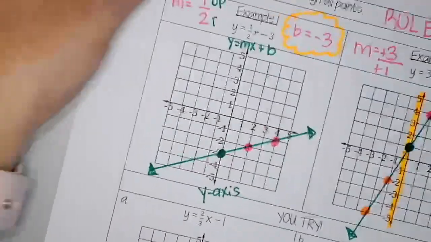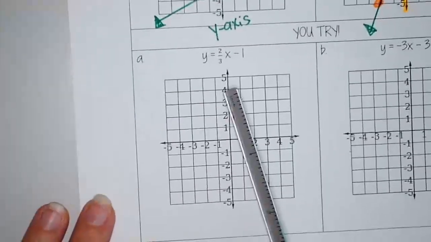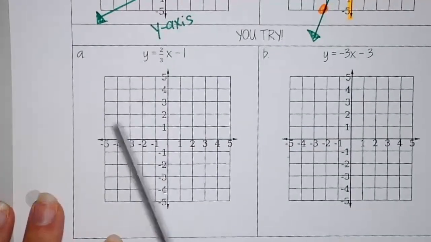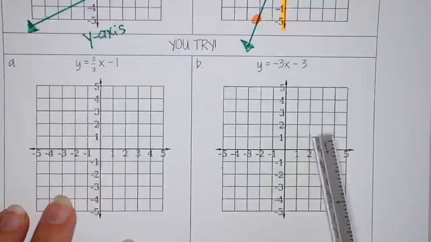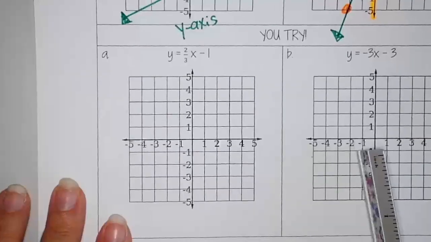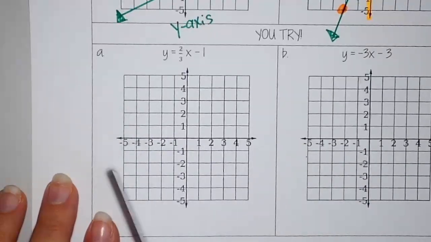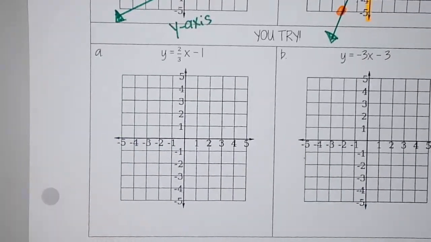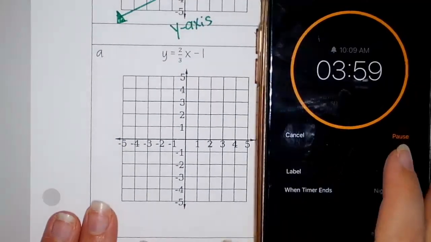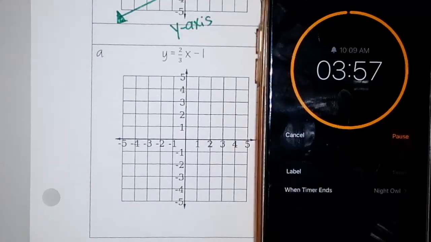I want to see how well you're catching on to this, but I only want you to do A. Don't go on to B because that brings up another situation. I just want you and your group to try to graph A. I'm going to set a timer for 4 minutes, and then you should be done. Okay? Go. 4-minute timer.